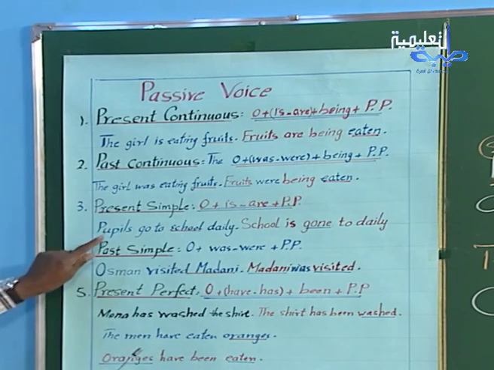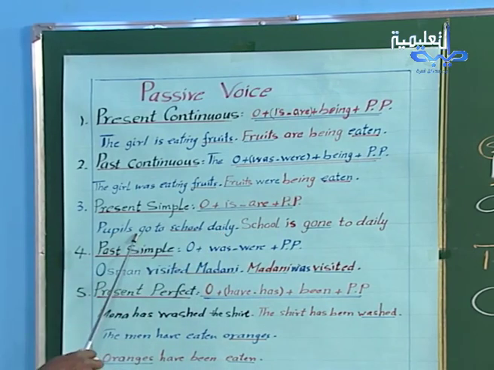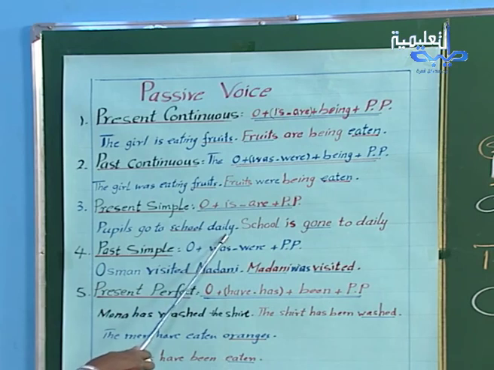For the present simple, the rule is object plus is or are plus past participle. For example, pupils go to school daily. Go here is infinitive. Why? Because it comes after a plural. In the present simple, when a verb comes after a plural noun, we leave it as an infinitive. So, the pupils go to school daily.